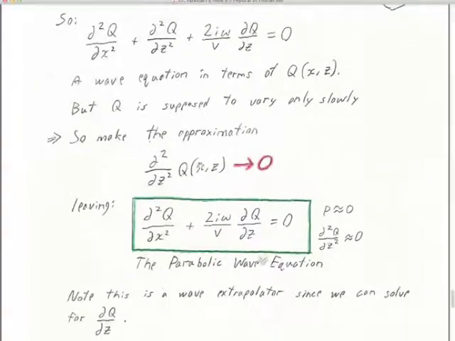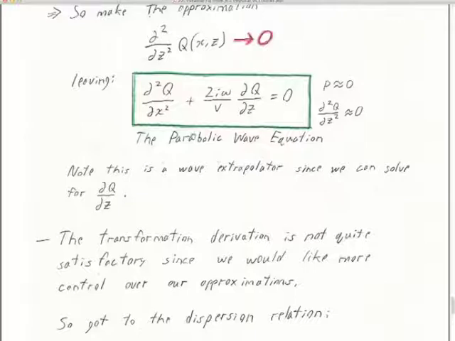All right, and then we bring our approximation back. Here's a new approximation, okay? Q is supposed to vary only slowly, so the second order derivative of this Q, this weird Q wave field, is going to go to zero. So what that leaves is basically a wave equation. This is called the parabolic wave equation. It's got a z derivative of this wave field Q. And here's the 2i omega over v. That's the time shift that lets the wave field evolve in z.